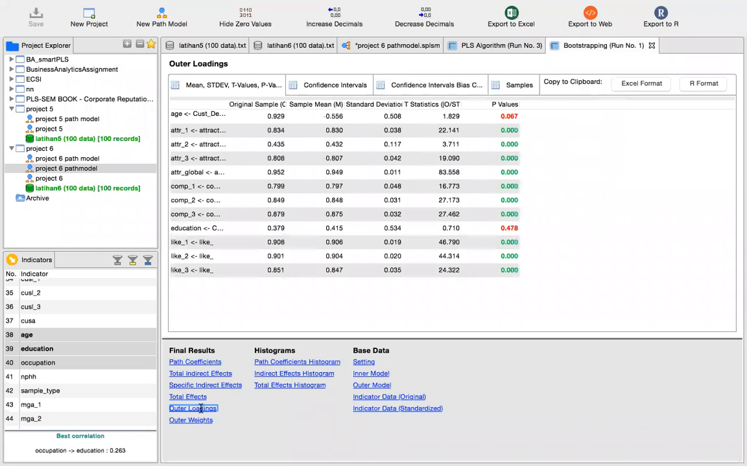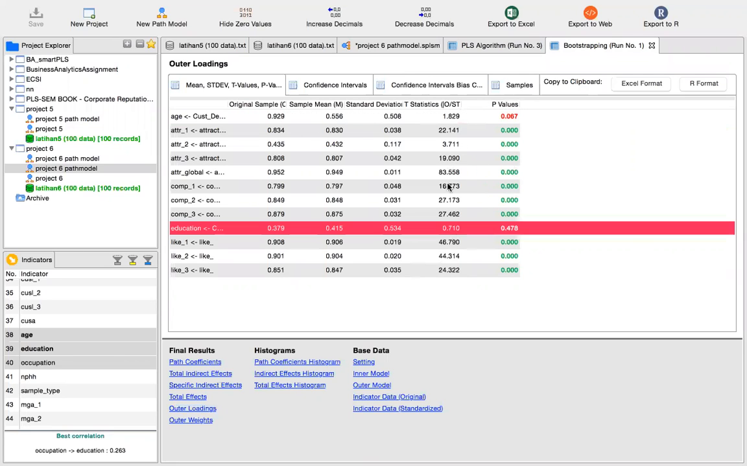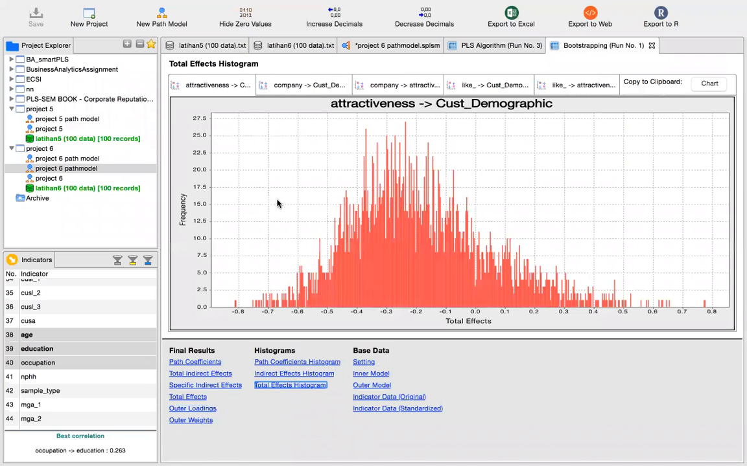Now check outer loadings. Only 2 data that don't have any significant effect. Only these 2. But everything else is in green, which is pretty good. And this is for the histogram.